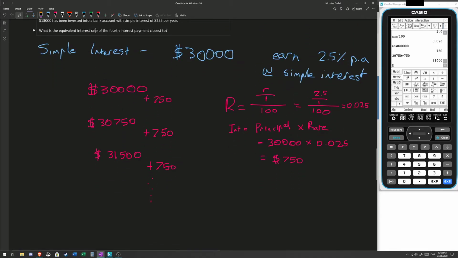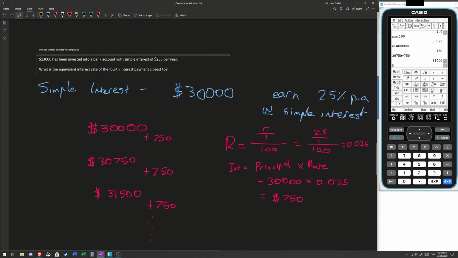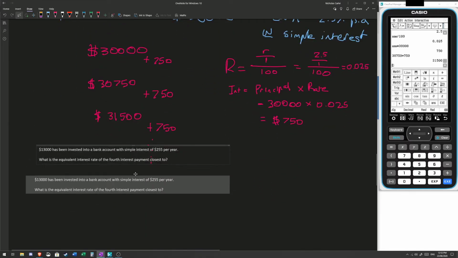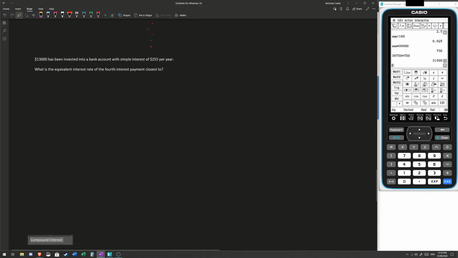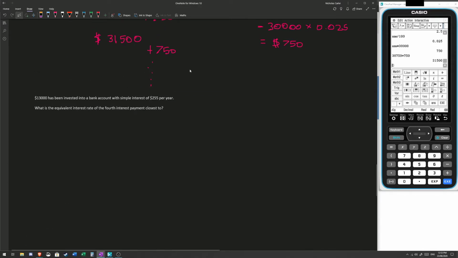So the question that we want to be answering is up here. Now I'll move it down just so we can see it. $13,000 is invested into a bank account with simple interest of $255 a year. So it's already worked it out for us. So $13,000 invested, and we've already worked out $255 per year. Now, it's not what this question's saying, but if I just asked you here, what is the interest rate for the first year? How would we work that out?